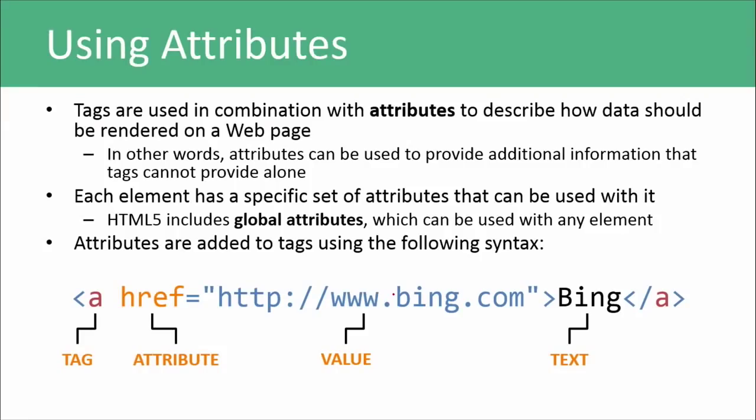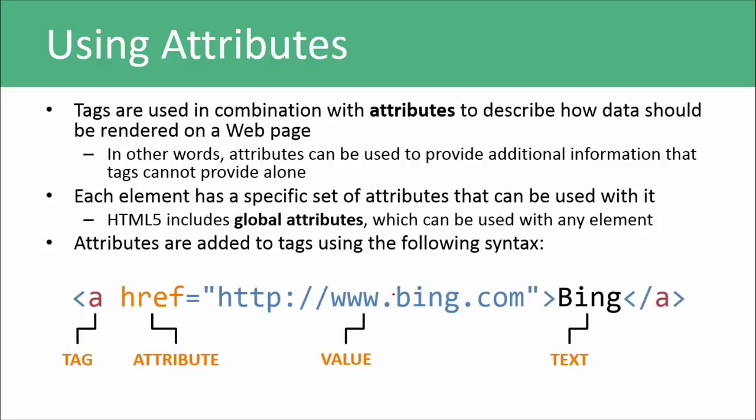Tags are not just used alone, right? We have to use attributes in order to describe how data should be rendered on a web page. Attributes are used to provide additional information, okay? And so this might be a URL or something along those lines. Each element has a specific set of attributes that can be used with it. There are some global attributes, however, which can be used with any element.